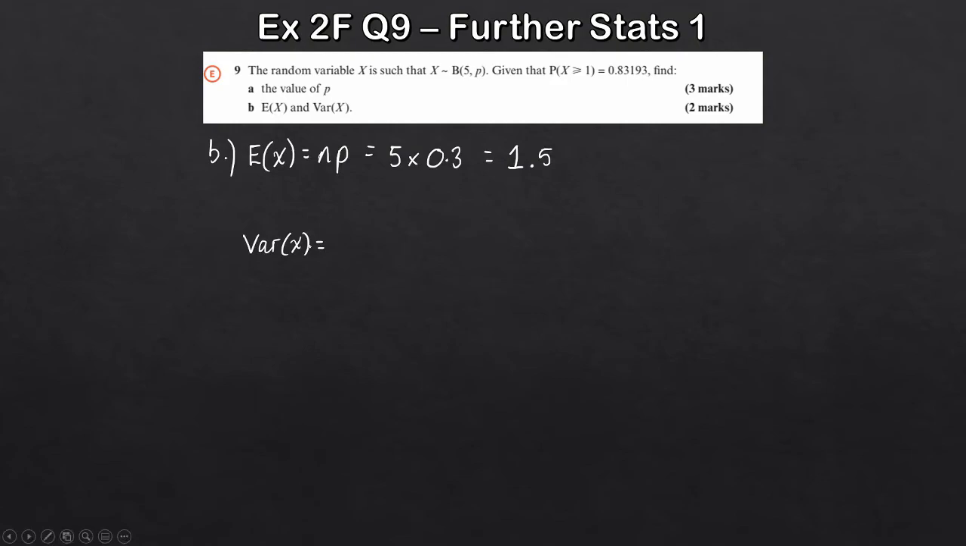Again, just another formula, standard question here. It's going to be np times 1 minus p here. Well, np we've already done, that's 1.5, times 1 minus p, and p is 0.3, so 1 minus 0.3 here. So 1.5 times 0.7, and what does that simplify to? What does it actually give us? Well, that just gives us 1.05.